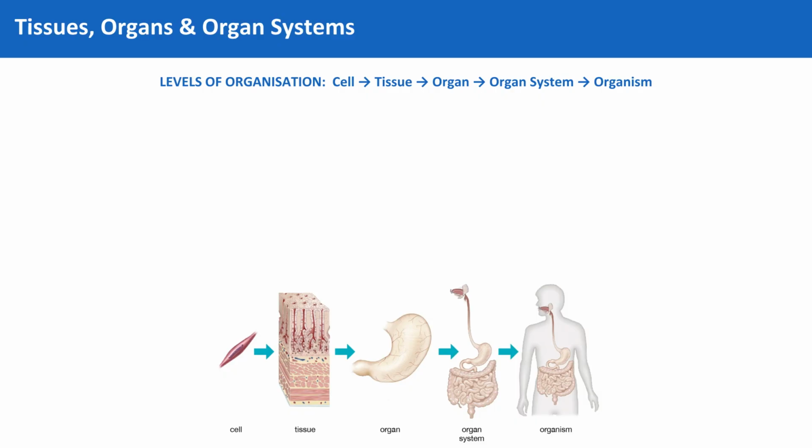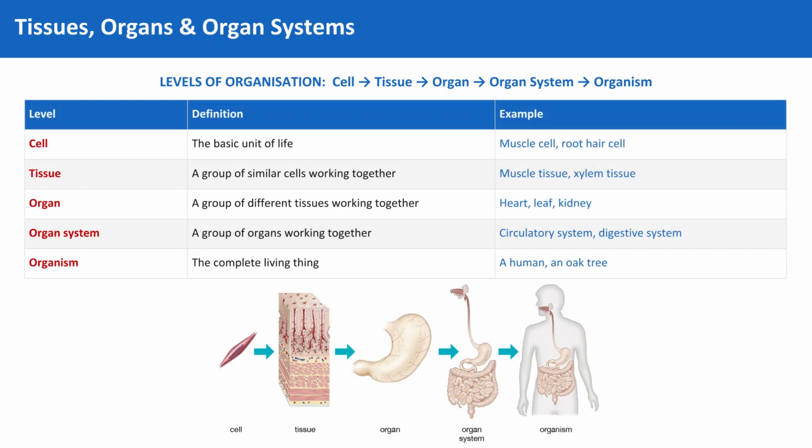Levels of organization. Finally, look at the levels of organization in living organisms. These levels go from simplest to most complex: cell, tissue, organ, organ system, and organism. A cell is the basic unit of life, for example, a muscle cell or a root hair cell. A tissue is a group of similar cells working together, like muscle tissue or xylem tissue. An organ is made up of different tissues working together, such as the heart, the leaf, or the kidney.